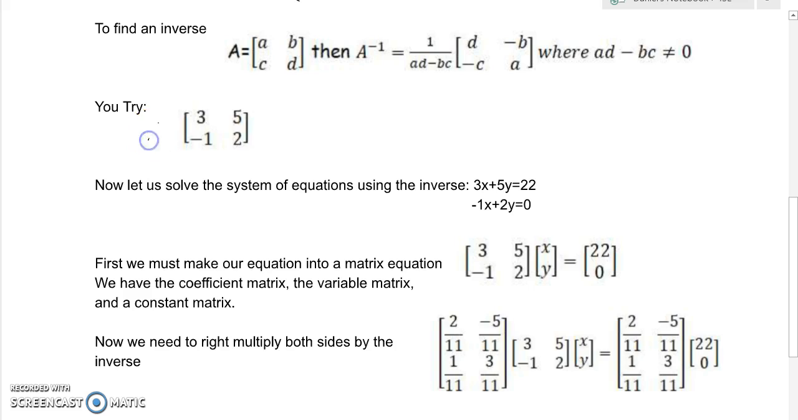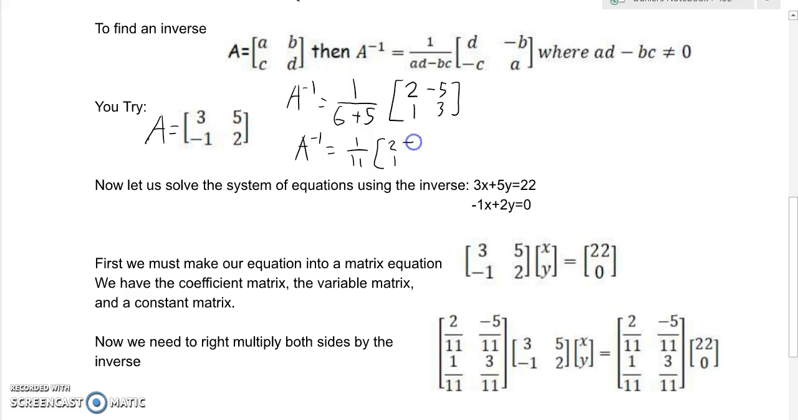To find the inverse of this matrix A, we're going to take 1 over the determinant, AD minus BC, times D, the opposite of B, the opposite of C, A. So our A inverse is 1 over 11 times 2, 1, negative 5, 3, which is 2 elevenths, negative 5 elevenths, 1 eleventh, and 3 elevenths.